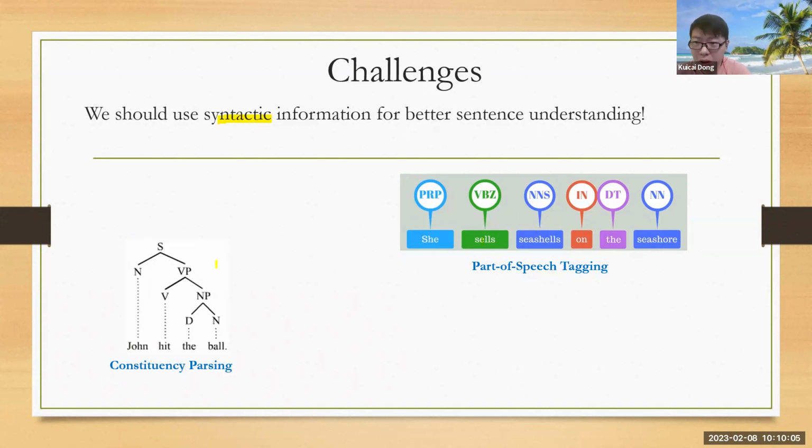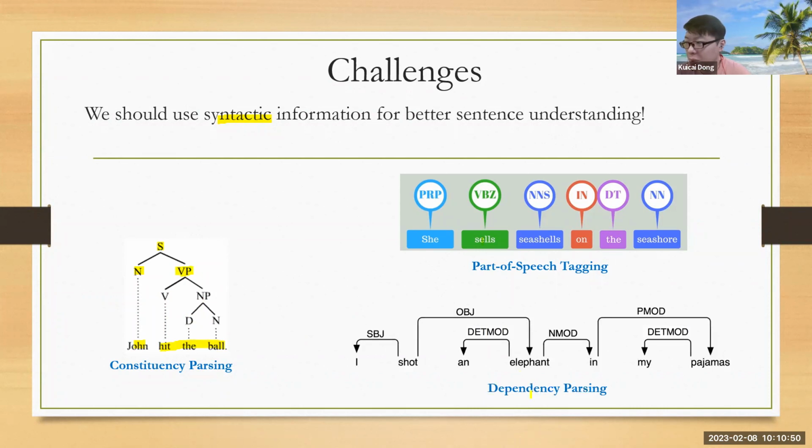Constituency parsing is trying to break a sentence down in a hierarchical manner. You can see the sentence consists of the entire span of words. Then John is a noun, and John is linked to a verbal phrase. The verbal phrase is a span from hit to ball. So it is trying to get the phrasal information of the sentence. The verbal phrase is a verb plus a noun phrase. So this is a very useful parsing in NLP.